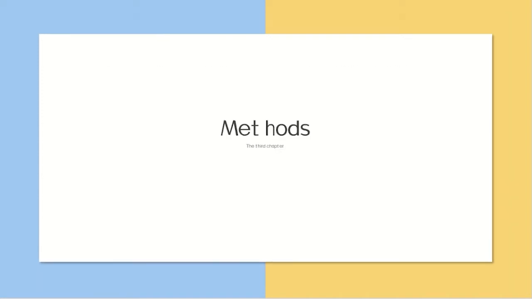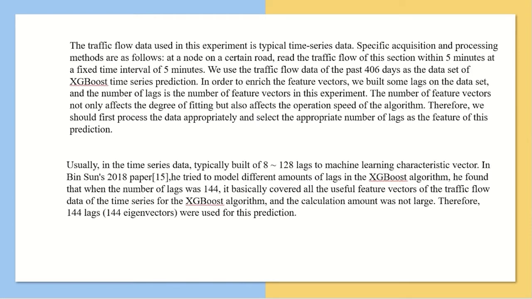The third chapter, methods. The traffic flow data used in this experiment is typical time series data. Specific acquisition and processing methods are as follows. At a node on a certain road, read the traffic flow of this section within 5 minutes. At a fixed time interval of 5 minutes, we use the traffic flow data of the past 406 days as the data set of XGBoost time series prediction.